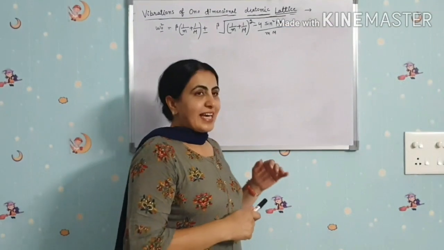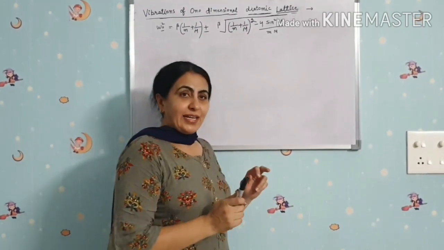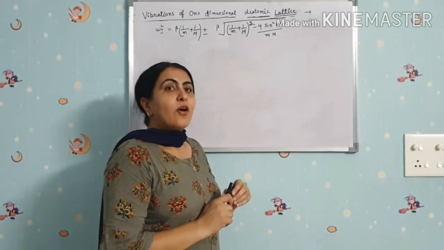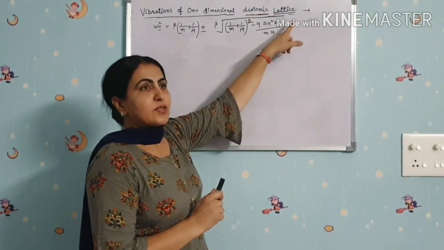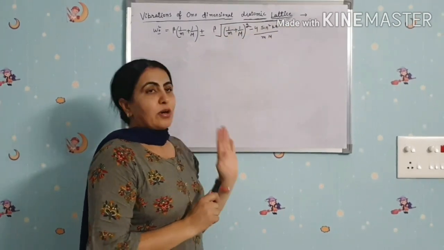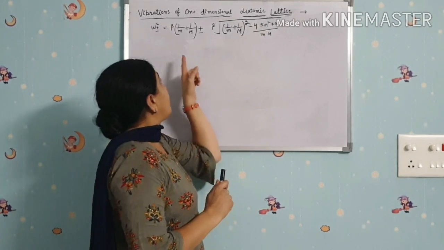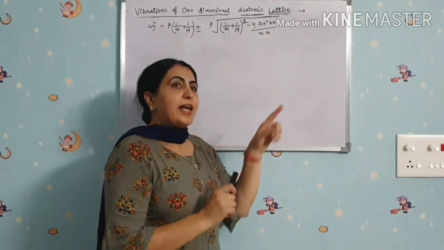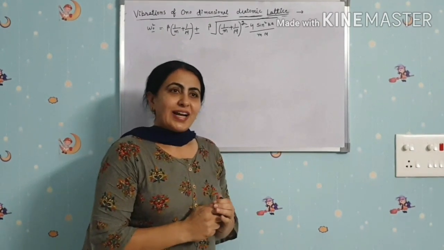So in the previous lecture we have studied the relation between omega and k in a diatomic lattice, vibrations of a one-dimensional diatomic lattice. And in this lecture we will derive a graph between omega and k and will discuss the optical branch and acoustic branch. So let's start.